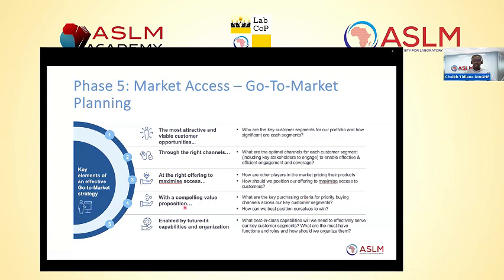The fourth point is a compelling value proposition. The questions are, what are the key purchasing criteria for priority buying channels across the key customer segments, and how best could the company position itself to win? Finally, the fit for purpose capabilities and organization need to be enabled. And here's a question that the manufacturer will ask itself: what best-in-class capabilities will it need to effectively serve its key customer segments? And what are the must-have functions and roles, and how should the company organize them?